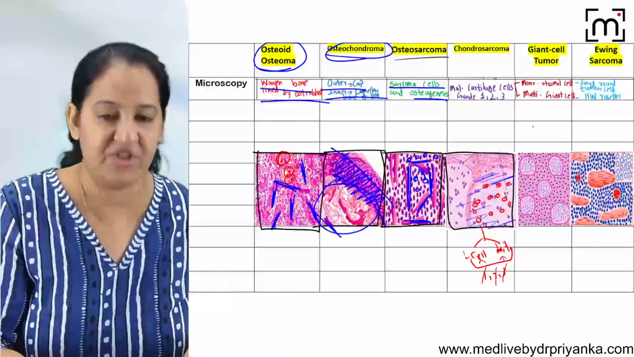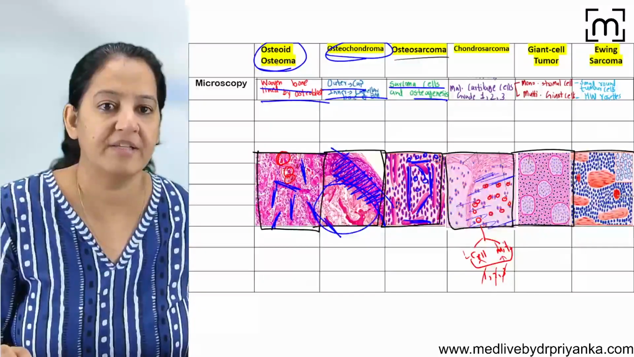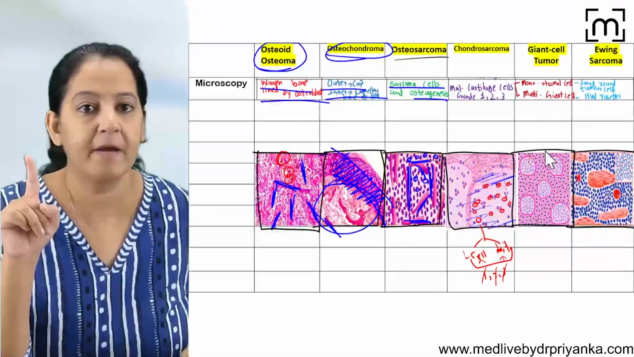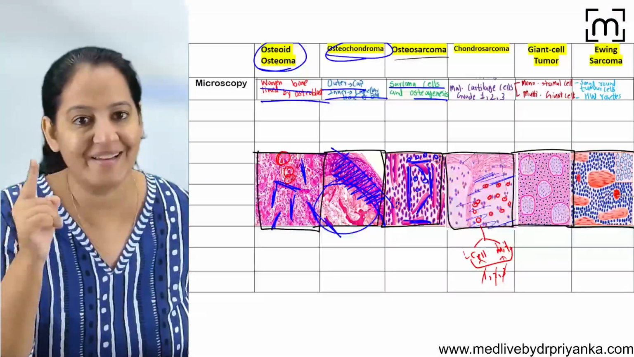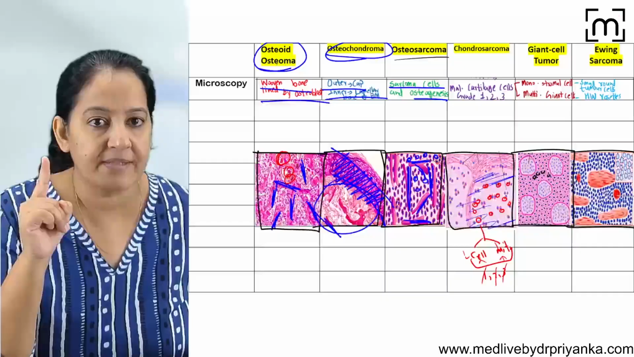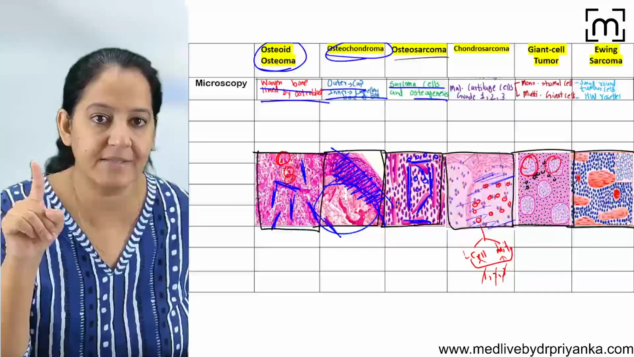The next one is the giant cell tumor. We can see it here, the giant cell tumor. In the giant cell tumor also, we can see two things. What two things we can see? Mononuclear cell and multinuclear cell. Can you appreciate the mononuclear cell? These all are mononuclear cells. These all. Okay. And these all are the multinuclear cells.